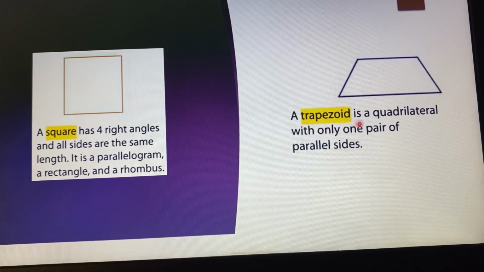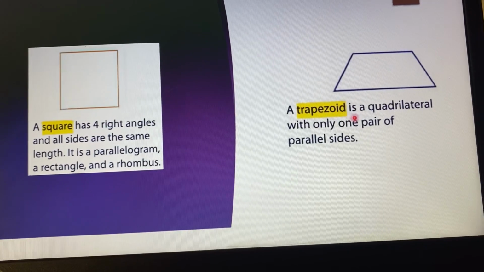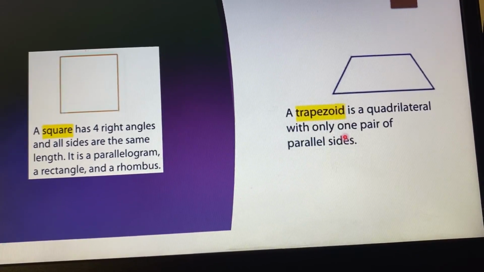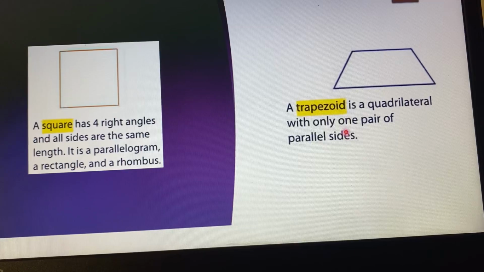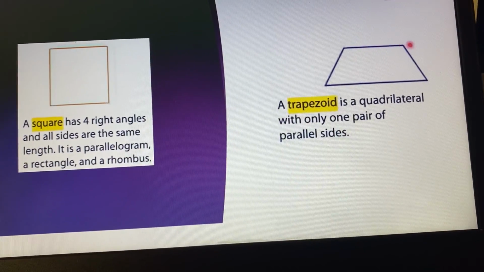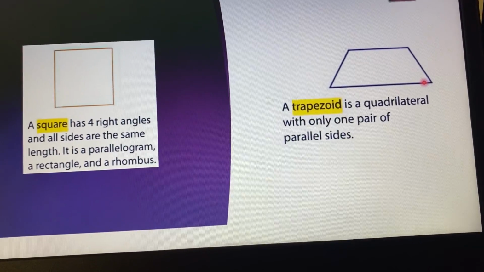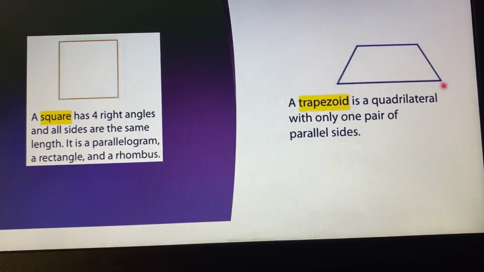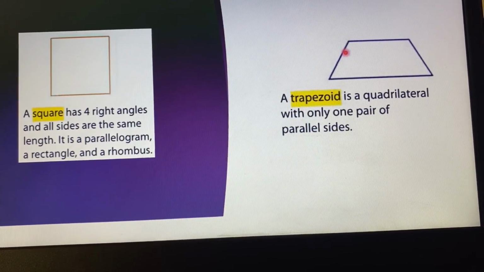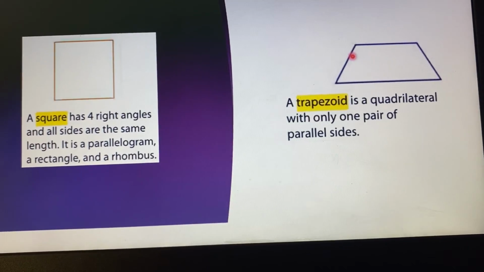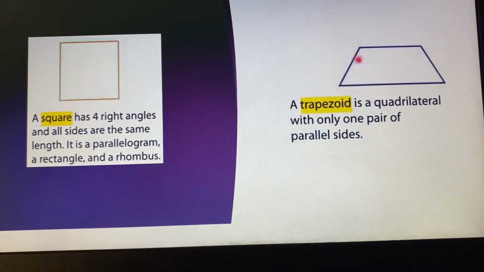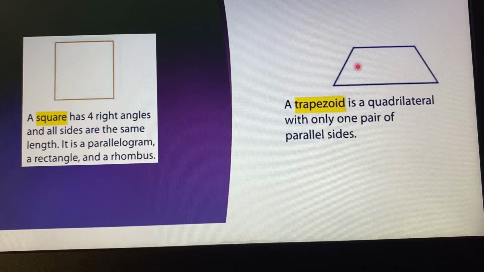A trapezoid is also a quadrilateral with only one pair of parallel sides. Now take a look at the top and the bottom sides. They are parallel, but the right and left sides, are they parallel? No, they're not. So it has only one pair of parallel sides.